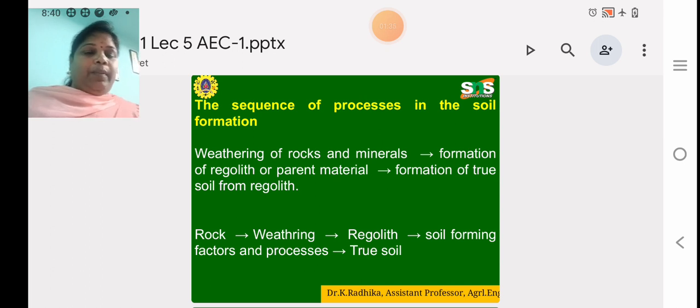Again we repeat: weathering of rocks and minerals, followed by formation of regolith or parent material, followed by formation of true soil from regolith. Another sequence is rocks, their weathering, which forms the regolith, which again undergoes the soil forming factors and processes, and then finally we get the true soils.